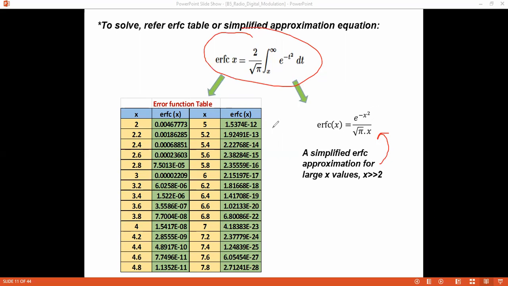In your final exam, you can be given either the table or they can just give you this equation. If they give you the equation, it means the x that you calculate should be quite large, larger than 2. These are the values from the error function table. So we just calculate x, and then look up the value of the error function for the given x.